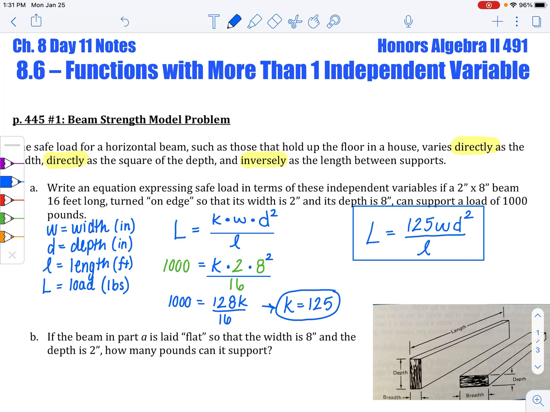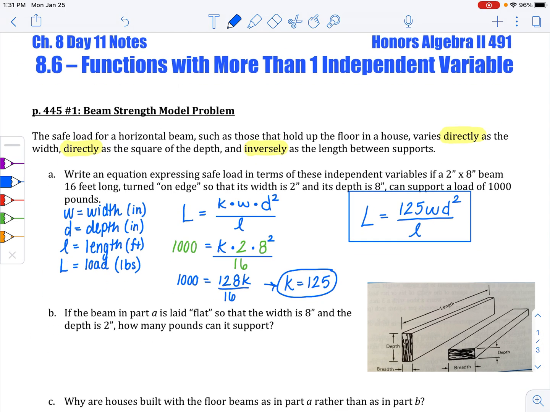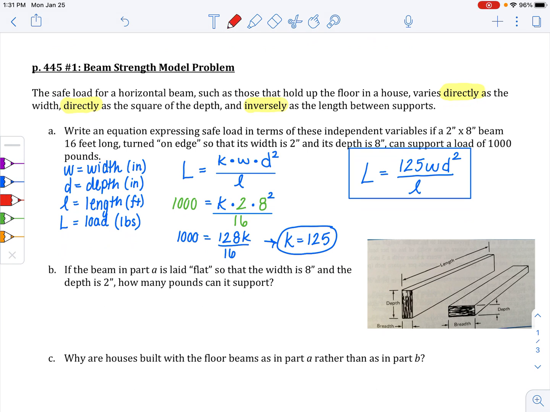Now part B says if the beam in part A is laid flat. So far we have two differences. It's either on edge, which looks like this right here. This is option A. Or it's laid flat, which is right here, option B. If the beam is laid flat, the width is 8 inches and the depth is 2. How many pounds can it support? Notice what changes, the depth and the width just flip.